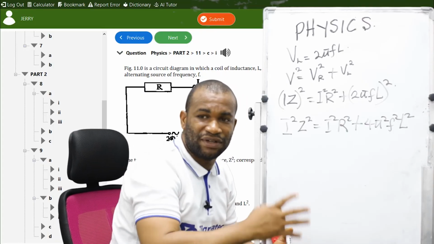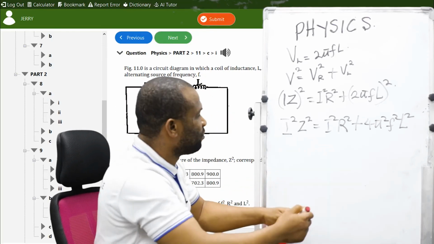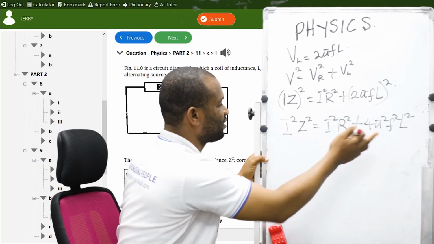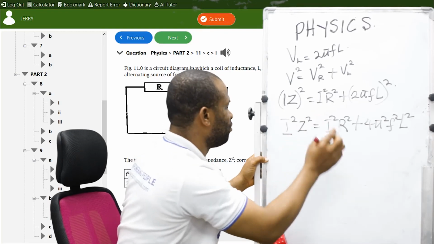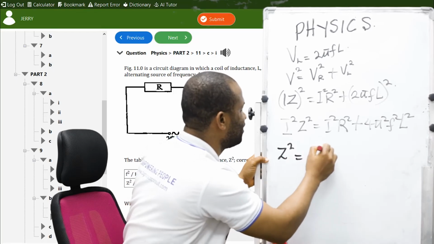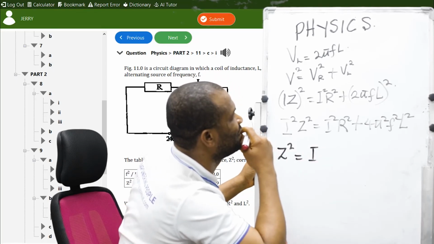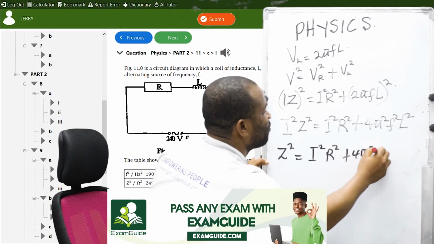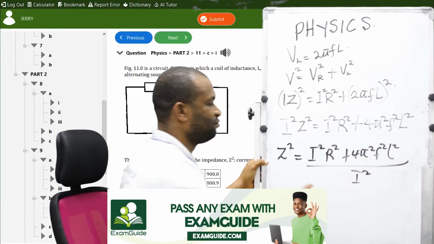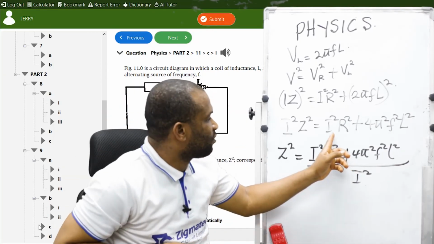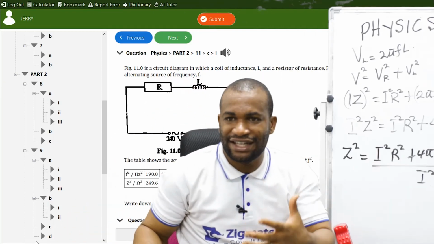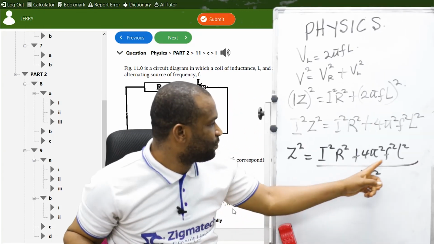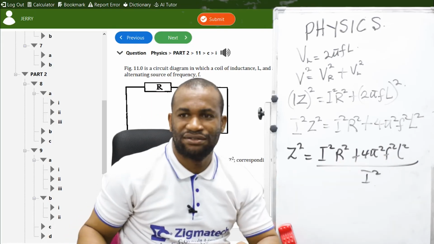Write the equation in terms of F, R, L, of course. So what I'm going to do is factoring. I am taking this to this side. I want L to be alone. So Z squared is going to be I squared R squared plus 4 pi squared F squared L squared, all over I squared. That is how I will put it because I couldn't factor out I, so they can't cancel. As I said, I should write down the equation in terms of F, R, and L. So I have F squared, R squared, L squared. So that is correct.